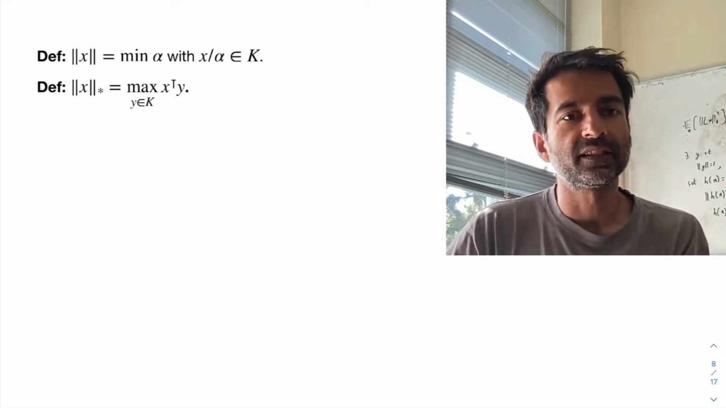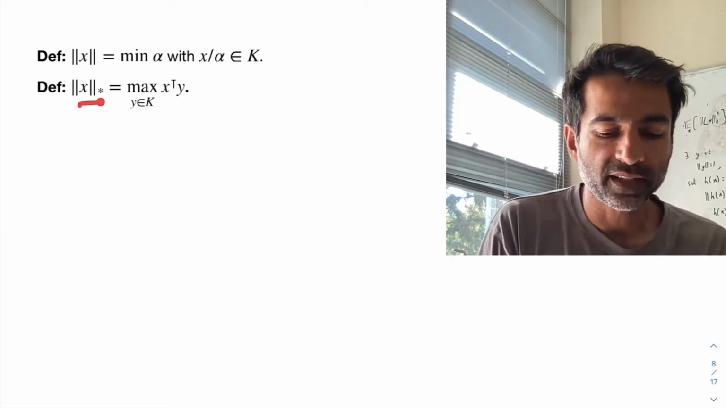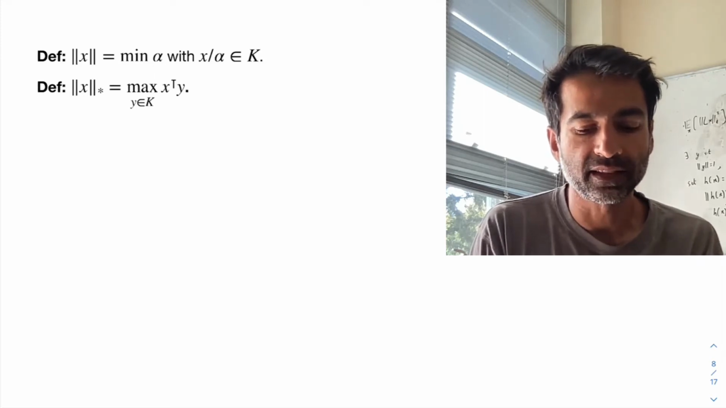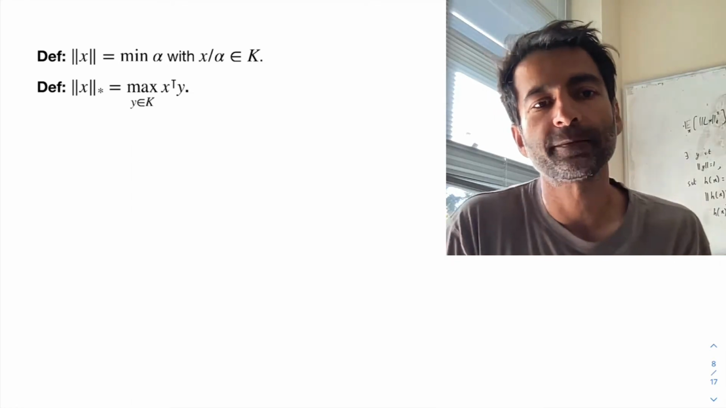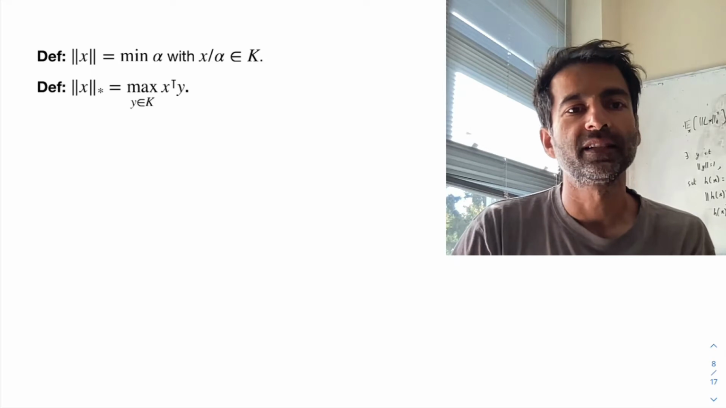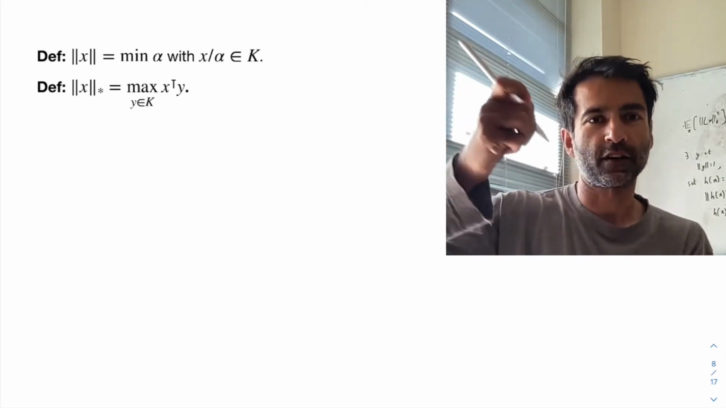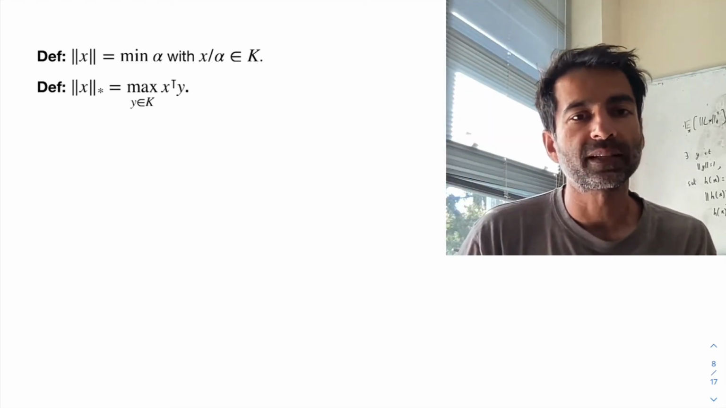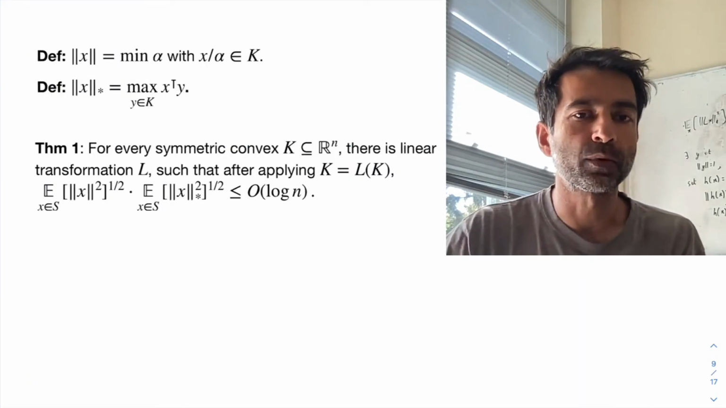And then there's a second norm that's associated with the body that's called the dual norm, and the dual norm of x is just the maximum value of the inner product that x can take with any point inside the convex body. Okay. So those are two useful concepts, and they basically allow you to measure sort of how far a point is from the body. And once we have these concepts, we can state a theorem that captures the MM polar estimate.